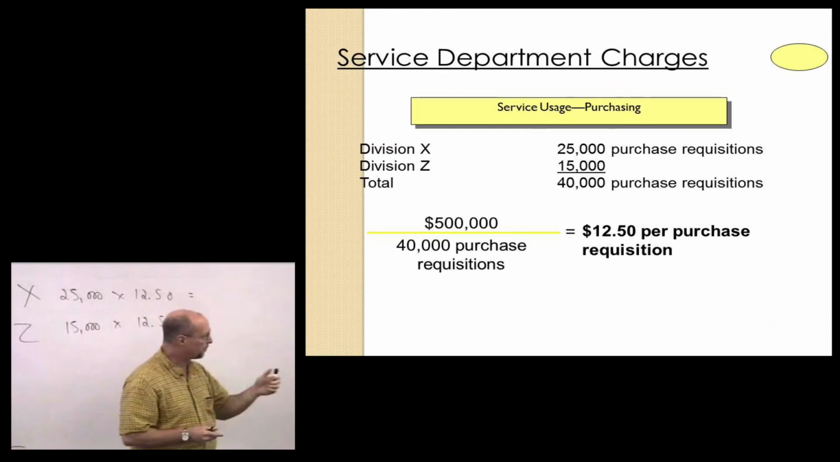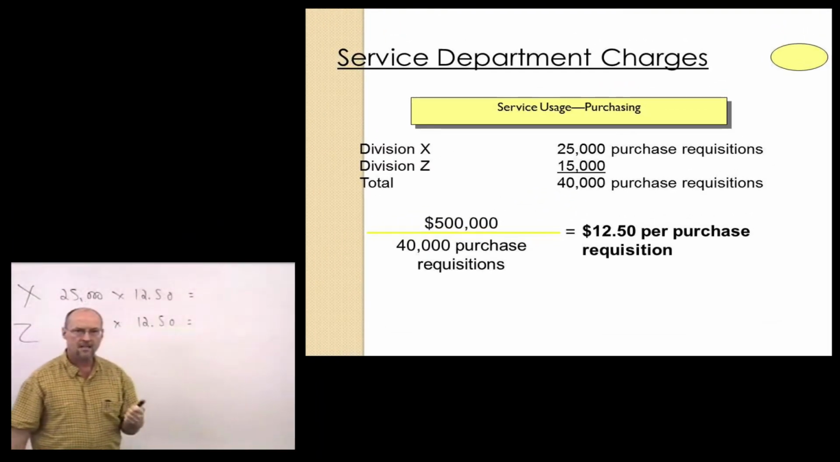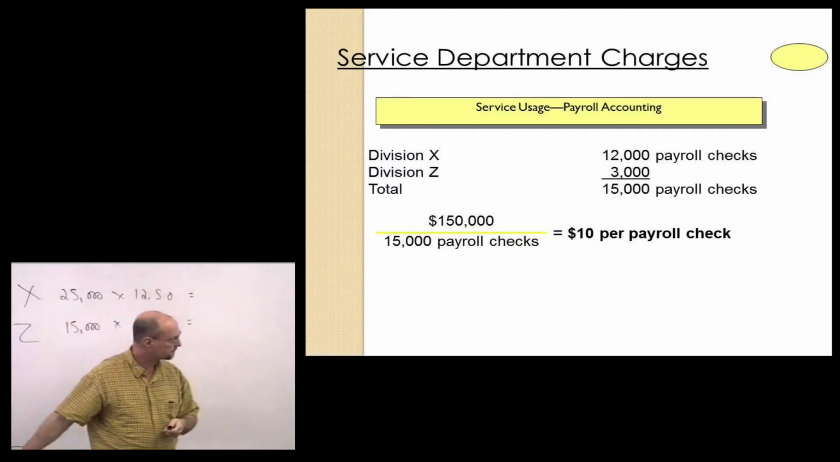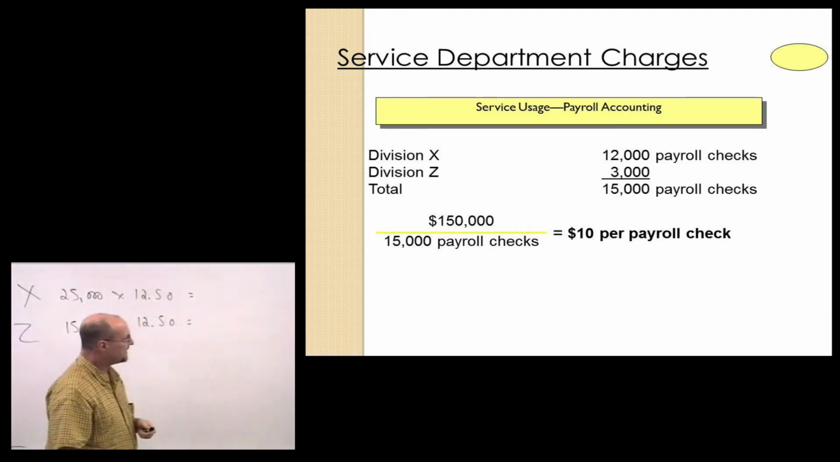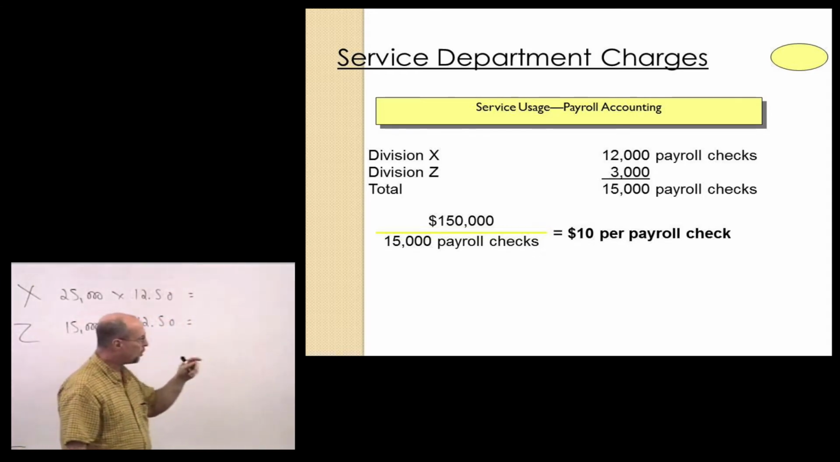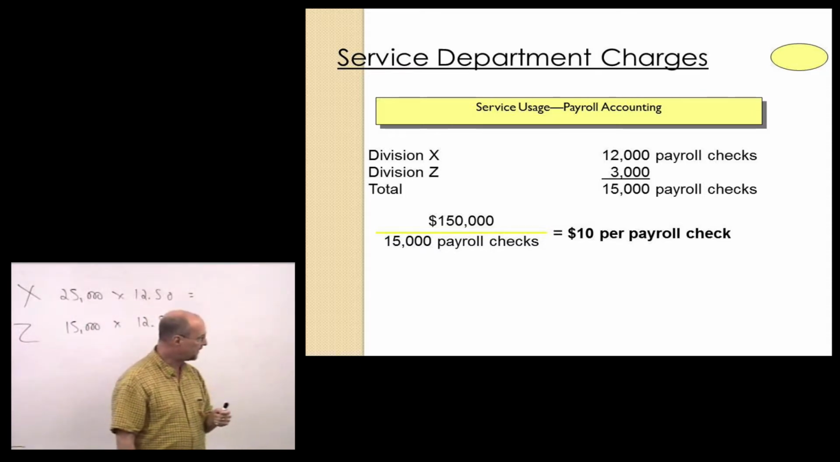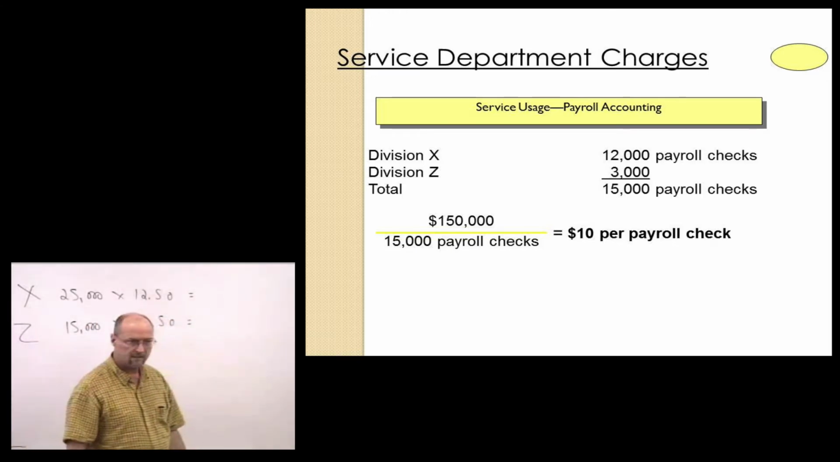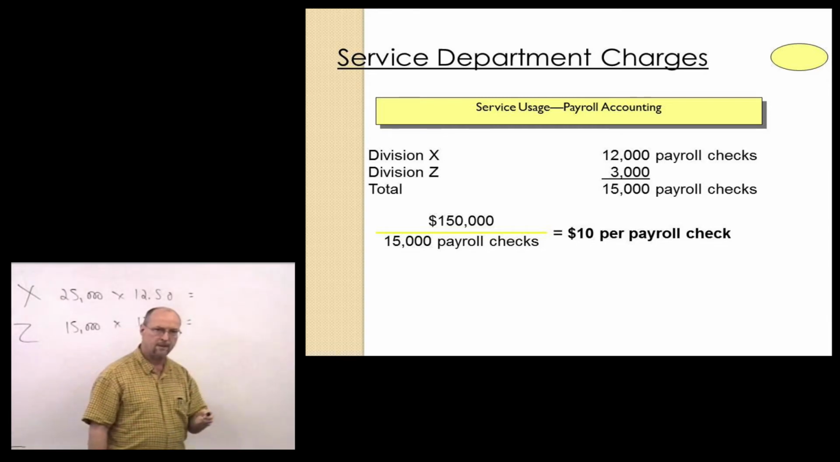That's how we're going to allocate purchasing, and we're going to do the same thing for the other two service department costs. Here's payroll accounting. We cut a total of 15,000 payroll checks: 12,000 for employees in Division X, 3,000 in Division Z. So again, X should be charged more of that $150,000 than Z. These are the salaries of my payroll employees, their computers, desks, utilities, etc. $150,000 divided by a total of 15,000 checks means we incur a cost of $10 to cut each payroll check.